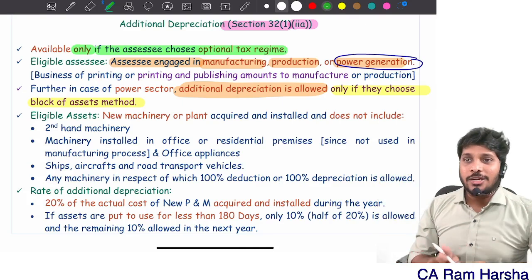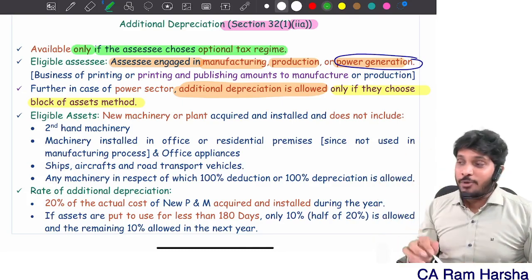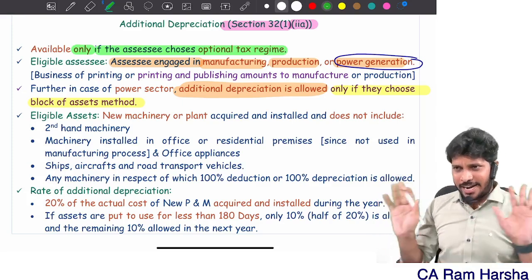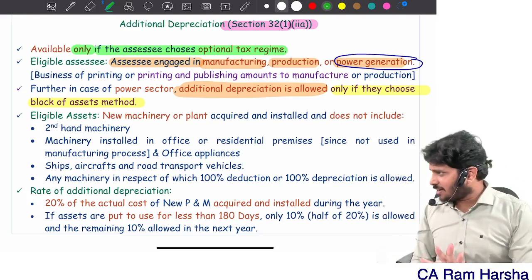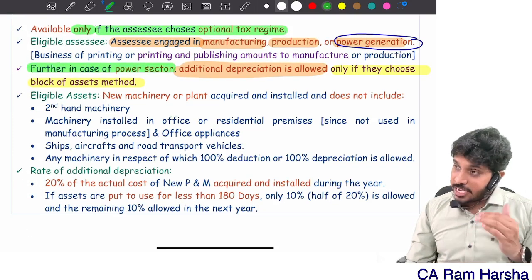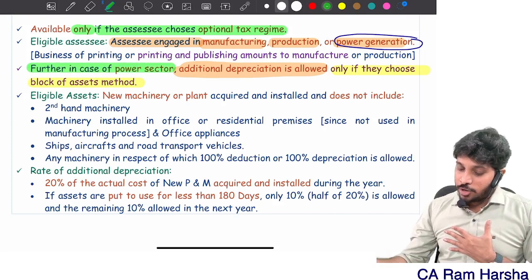Exactly. But actually no. Okay, I'll come back to that point later. There is a time value of money factor here. I'll come back to it later. Okay, fine. Right now, additional depreciation is a benefit. Agreed? Yes. Now, in case of the power sector, additional depreciation is available only if they choose that one.